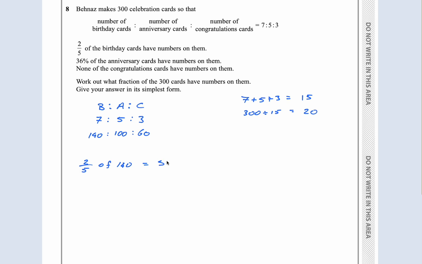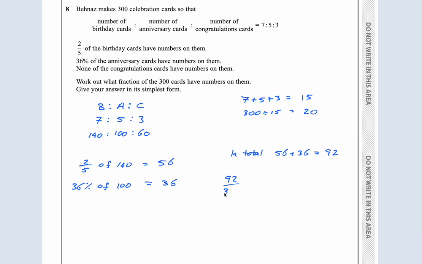Okay, so that's 56. Then 36% of the anniversary cards, right? This is going to be easy, guys, because it's 36% of 100. And obviously that's just going to be 36 because percentages are out of 100. And there's no congratulatory cards with numbers on them. Fine. So what fraction of the 300 cards have numbers on them? Well, in total, 56 plus 36 is equal to 92. So 92 cards have numbers on them.